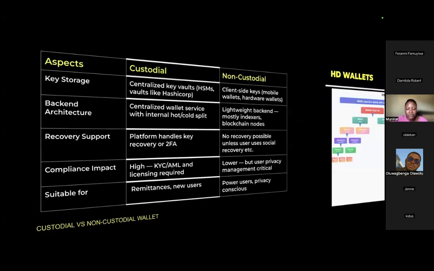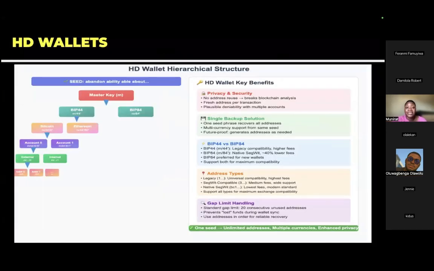So we have HD wallets for wallet management. It depends on what you want to do and how your application is going to work. That's dependent on you. HD wallets improve privacy and security, backup, that's for key recovery, and many other good things. With it, you're able to generate multiple addresses, so you don't need to use one address.